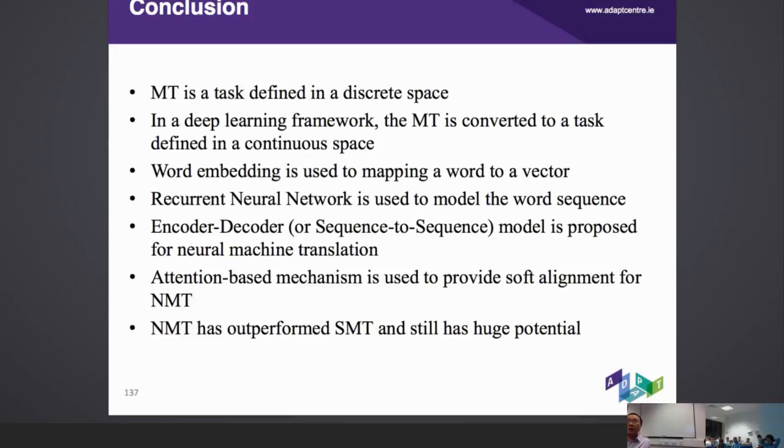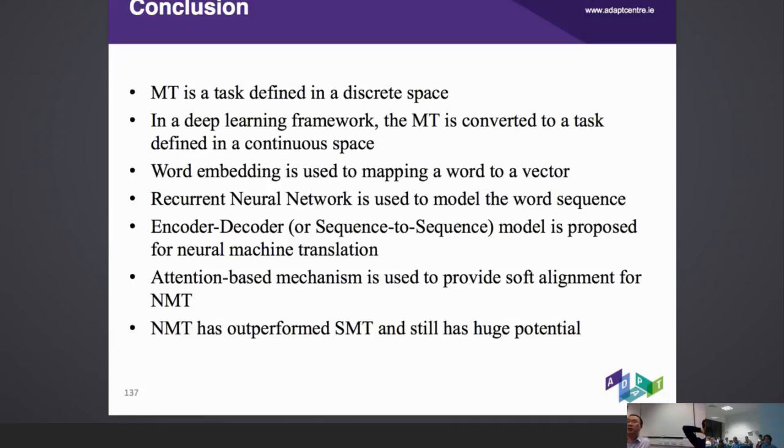So let's conclude our presentation. First we introduced machine translation. Machine translation is a task defined in the discrete space, but in the deep learning framework, we need to convert this task to a continuous space. So word embedding is used to map a word to a vector, from a discrete space to a continuous space.